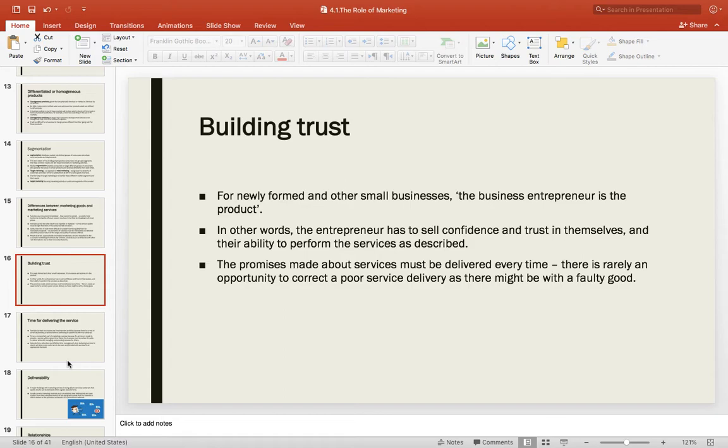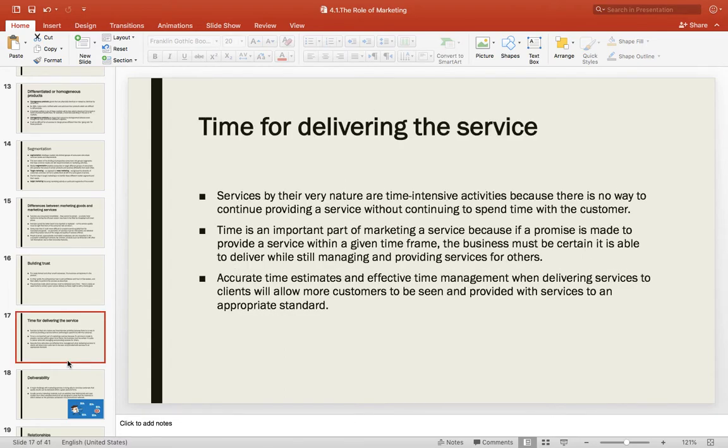So basically, they sold confidence and trust to you guys. Okay, they sold, and so do many businesses, which is why building trust is extremely important for the success of a business. Time for delivery.